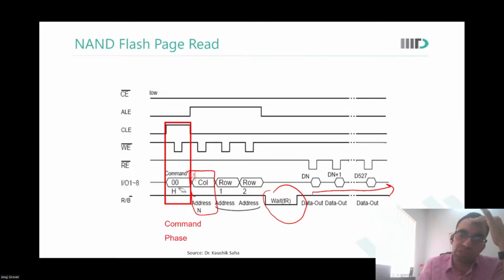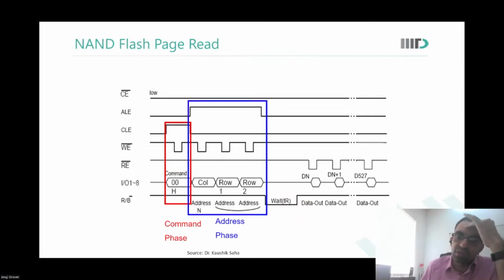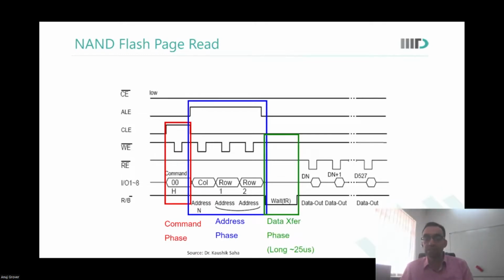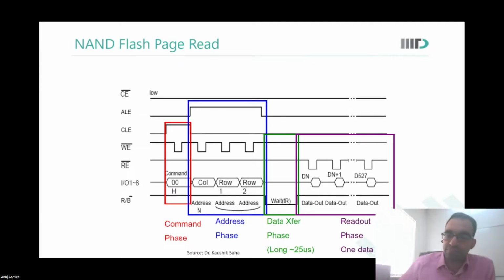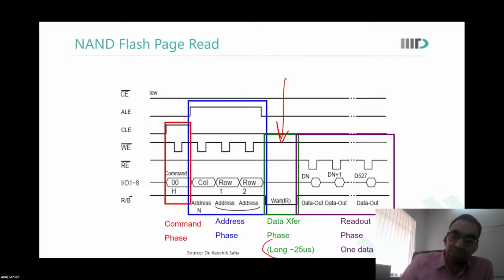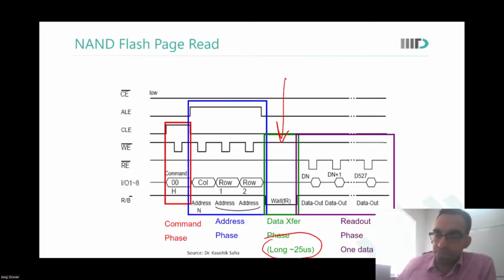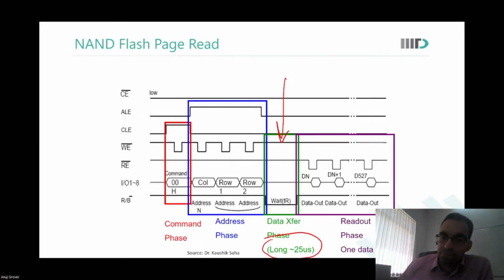Let me remove mine and show the. So this is the first phase, the command phase, then we have the address phase, then the data transfer phase. And once the data transfer has completed, you kind of say, okay, we will read out. This, though it has been shown to be a small width, is actually a long phase. Okay?